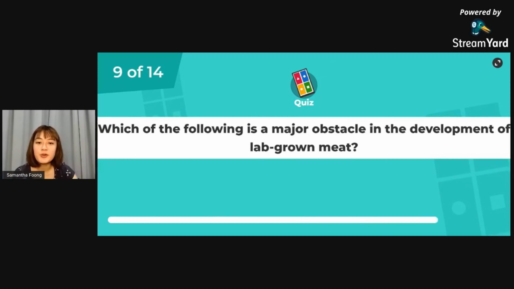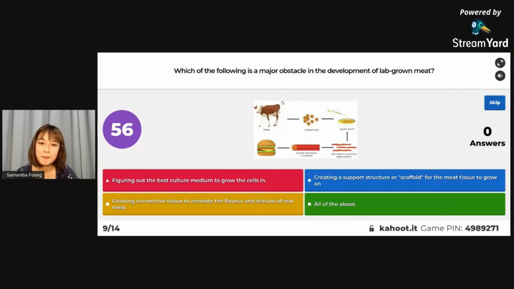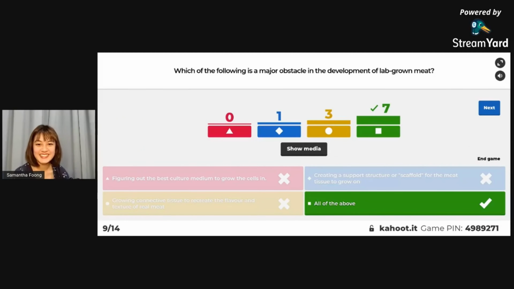Okay, so which of the following is a major obstacle in the development of lab grown meat? Okay, this is a bit tricky, but read the question all the way and I'm sure you'll get it right. One more answer. Okay, we have a range of answers, but most of you got it right. So the correct answer is all of the above.